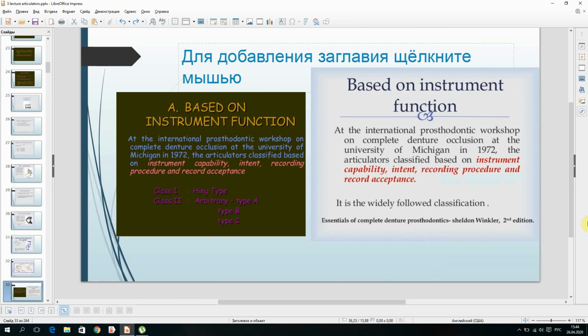Based on instrument function. At the International Prosthodontics Workshop on Complete Denture Occlusion at the University of Michigan in 1972, the articulators were classified based on instrument capability, intent, recording procedure, and record acceptance.